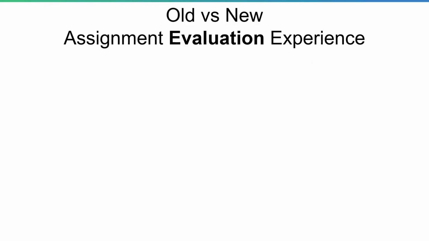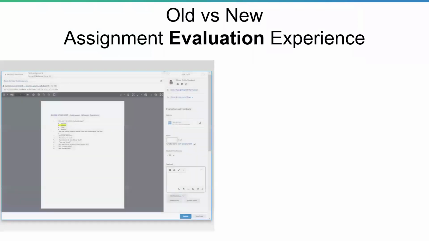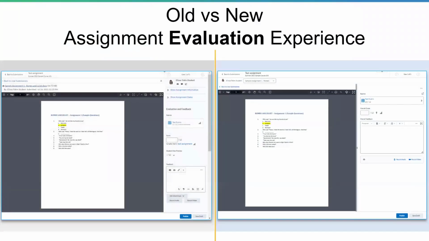Next, we have the new assignment evaluation experience. This experience gets turned on by default at the end of the month. You will not be able to revert back to the old experience after that time. These experiences are very similar to each other. In the old experience, it looked like this option that you see here on the left, and the new experience looks like this option that you see on the right.